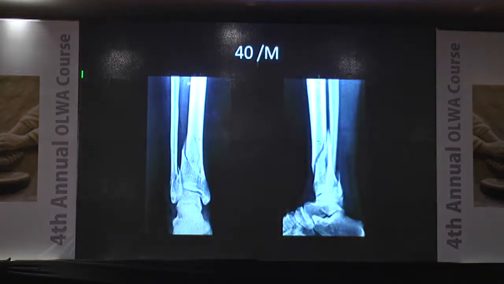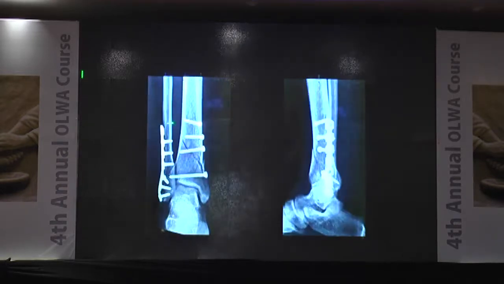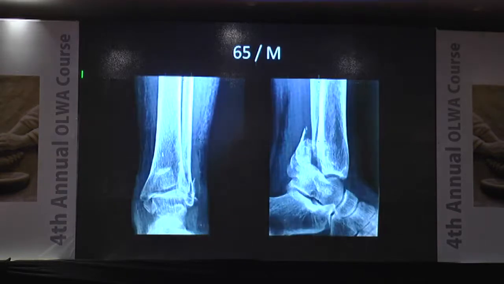There's a 40 male. You can see there's a fractured lateral malleolus, but there's a simple fracture pattern of the distal tibia. The fibula has been fixed well, and then you can put in 4 interfrac screws through this simple fracture line, and this fracture can be treated in a plaster cast for some time.